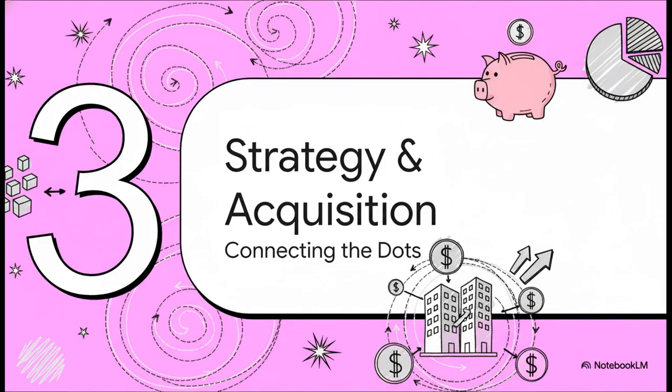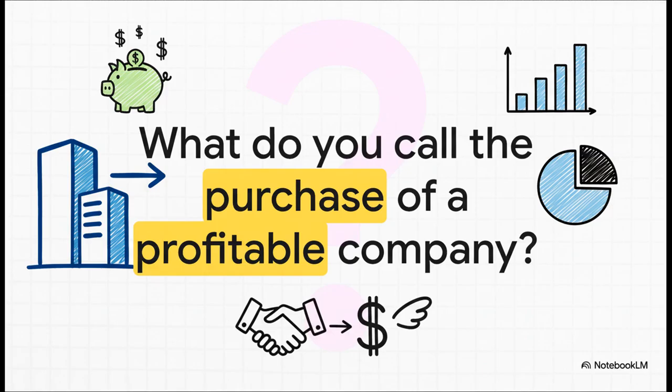Okay, time for the grand finale. This is where we connect all these dots. We've gone from the value of one person all the way up to the value of the whole company. Now let's plug that into the highest level of business strategy, profit and acquisitions. So for our last question, we're taking CRM and plugging it straight into the world of high finance. When a company buys another profitable company to expand, what do we call that? Is it A, a market merger, B, a strategic acquisition, or C, a hostile takeover?